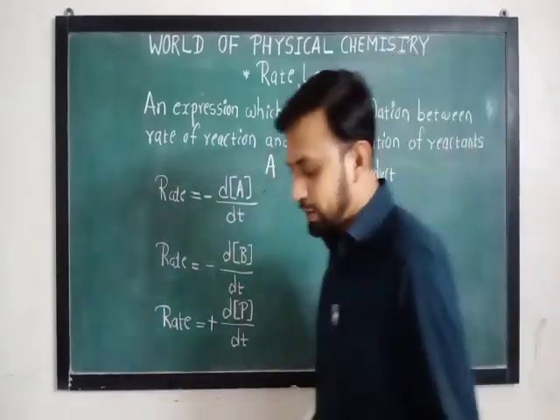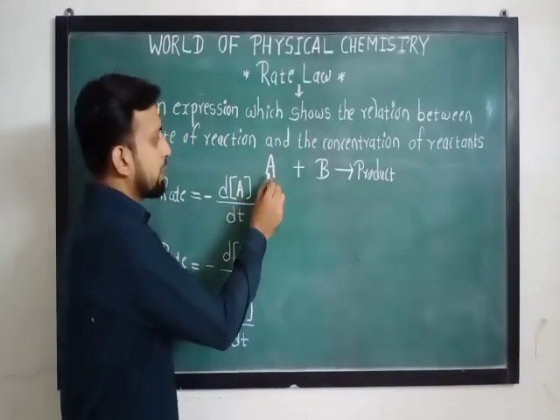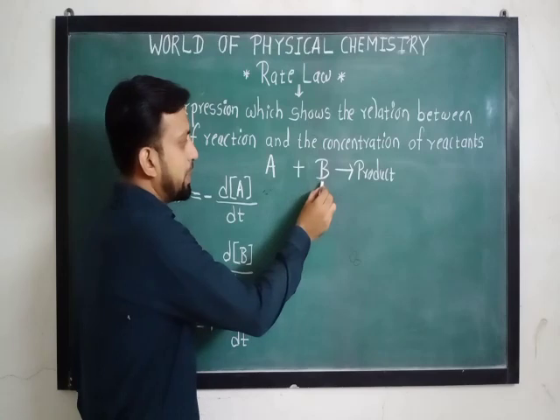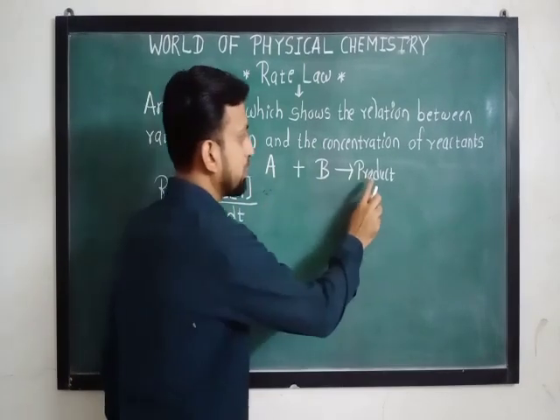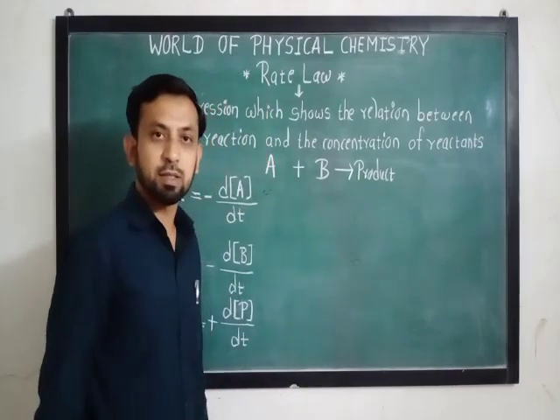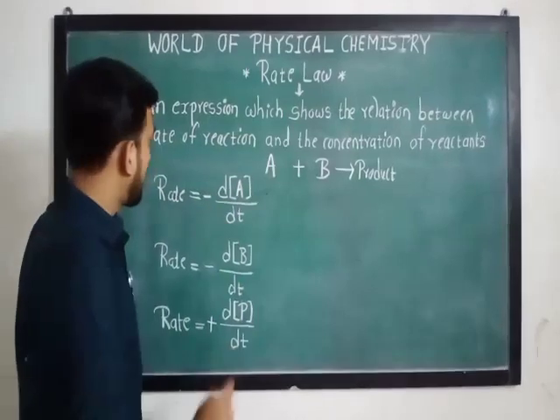Consider another example in which two reactants, A and B, are combining to give the product C. For this reaction, how to set up a rate law? Here, concentrations of A and B are decreasing throughout the course of chemical reaction while the concentration of product increases. Therefore, we can write rate law for this reaction as follows.